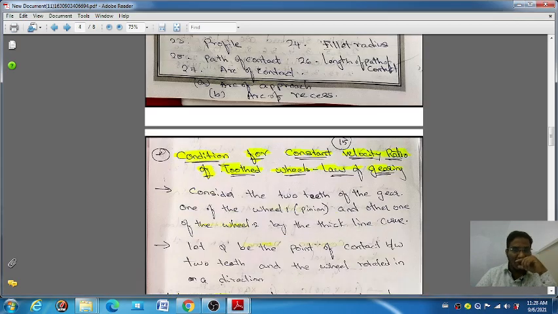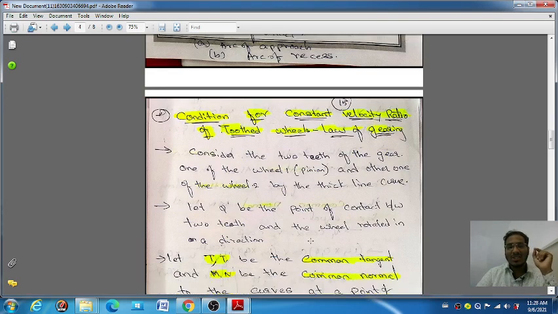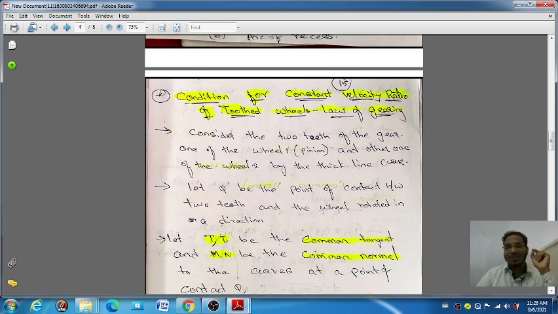So the next very important topic regarding your derivation. The question will ask exactly about this topic. The topic name is condition for constant velocity ratio of toothed wheels, the law of gearing. Okay. Explain the conditional statement of velocity ratio of toothed wheels.